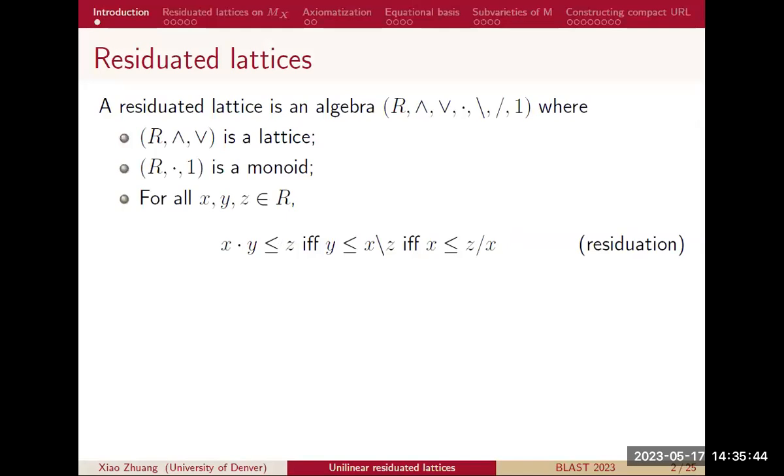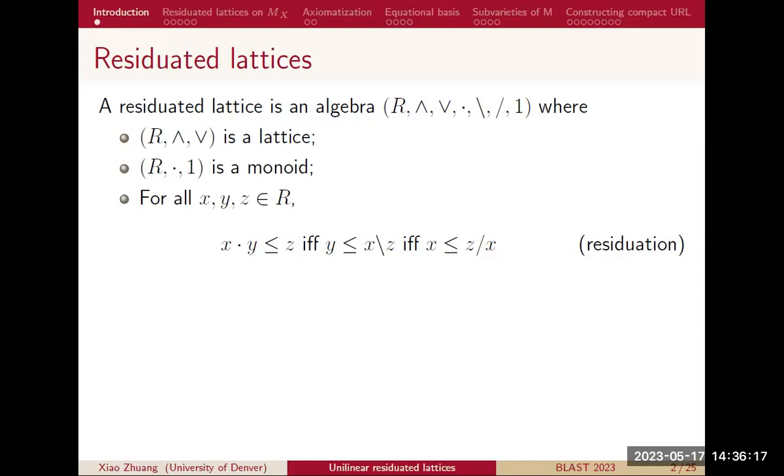So we want to start with a brief introduction of the residuated lattice. It's an algebra having a lattice reduct and a monoid reduct, and satisfying the residuation condition, the third item. A lot of research has been done for the linear ones, the residuated chains. In 2017, if my memory is correct, Nick Galatos and Peter Jipsen produced a list of all the residuated lattices of size less than or equal to 6.